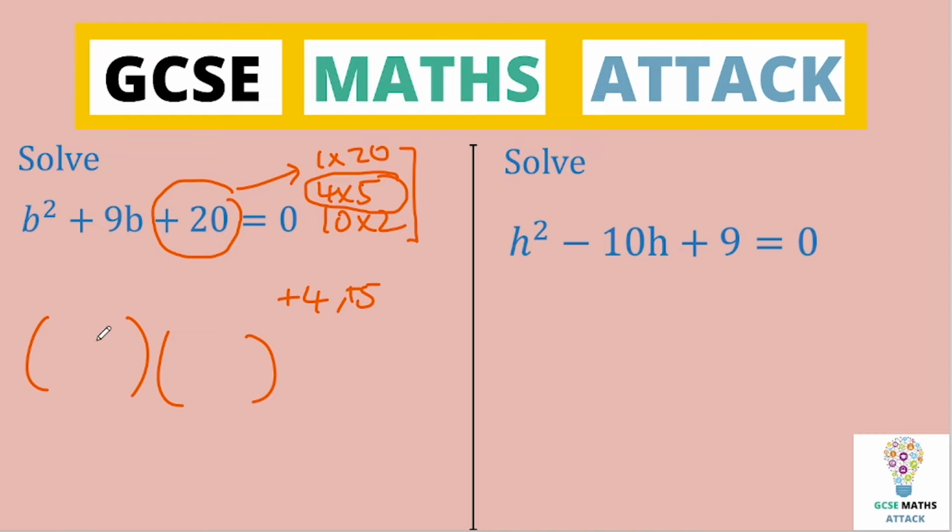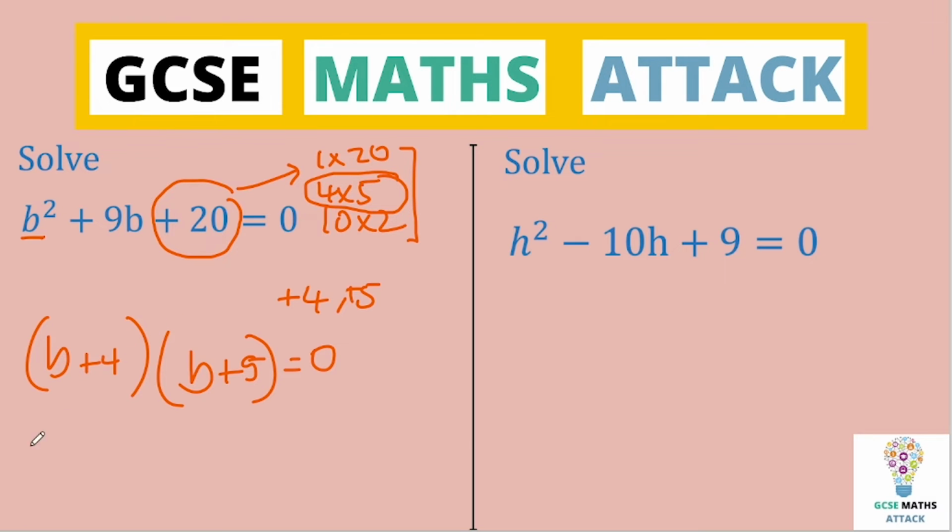So I know that my brackets will have b and b since we're using b, and it's going to be positive 4, and the other bracket will be positive 5, and it will equal 0. And if I do 4 times 5, both positive, will give me positive 20.